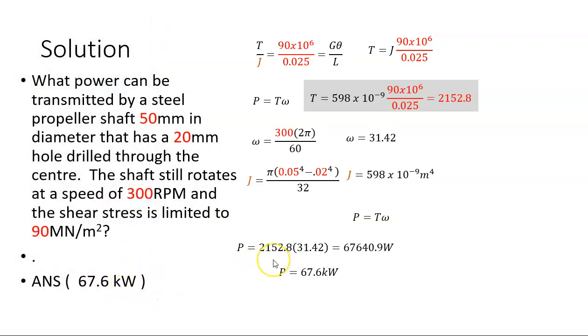So that's very interesting. You know, if we had a solid shaft, 50 millimeters in diameter, we saw we could transmit 69 kilowatts. And if we drilled the hole 20 millimeters inside that shaft, we could still transmit 67 kilowatts. So there hasn't been a huge degradation in the amount of power that the shaft transmits.